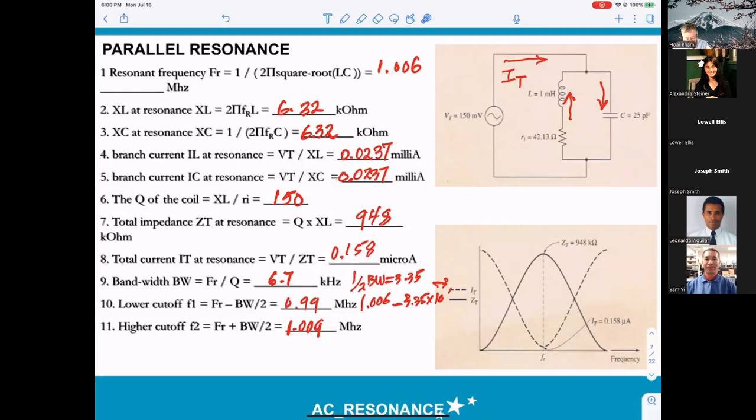And number eight, they want the total current, IT, at the resonance. You understand, the total current IT here, they call the line current. Okay, I total equals VT divided by Z total. I get 0.158 microamp.